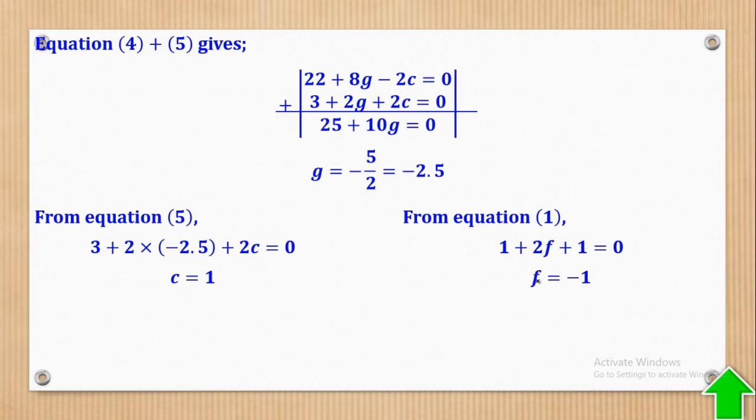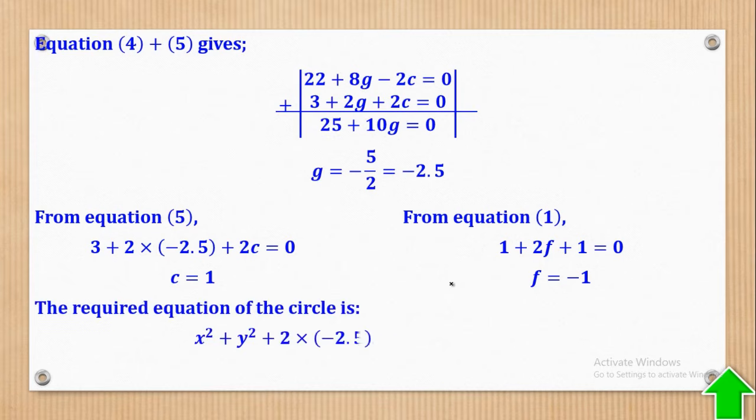So now I have the values of G, F and C. Therefore, substitute in the general equation of the circle to give you that, and then simplify to get the required equation of the circle. So basically that is what they wanted.